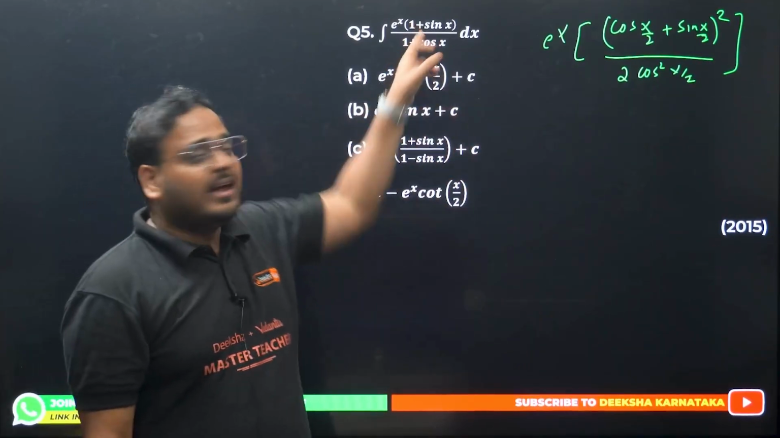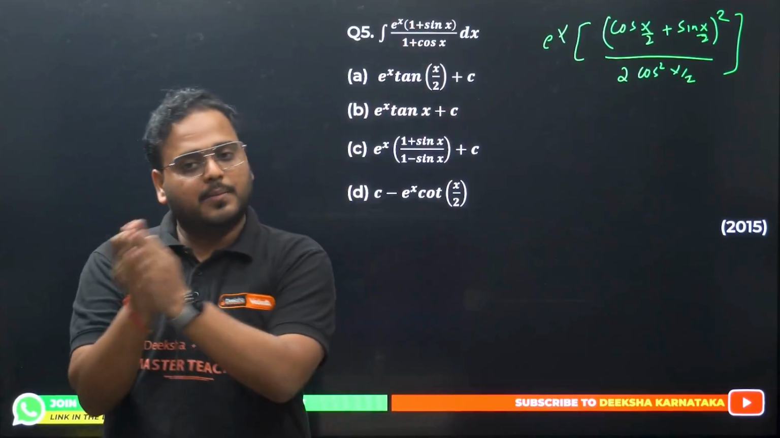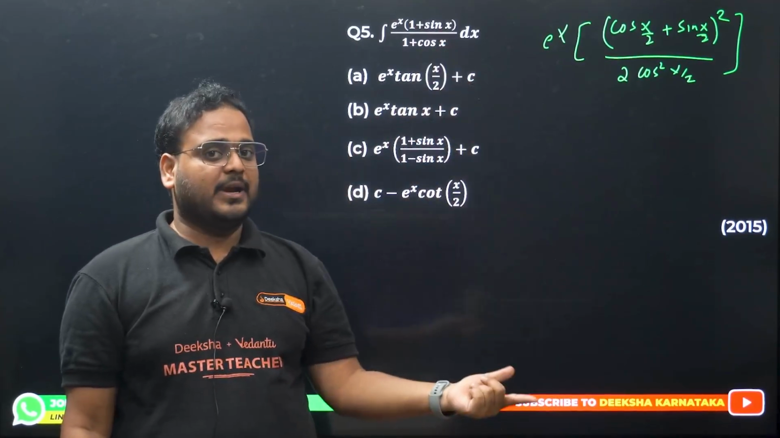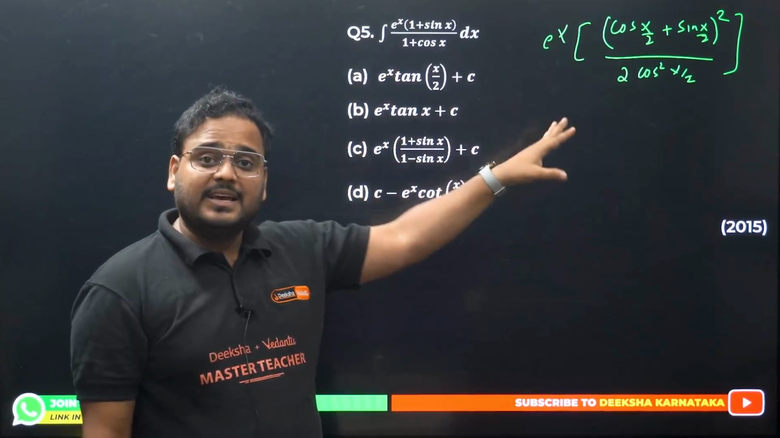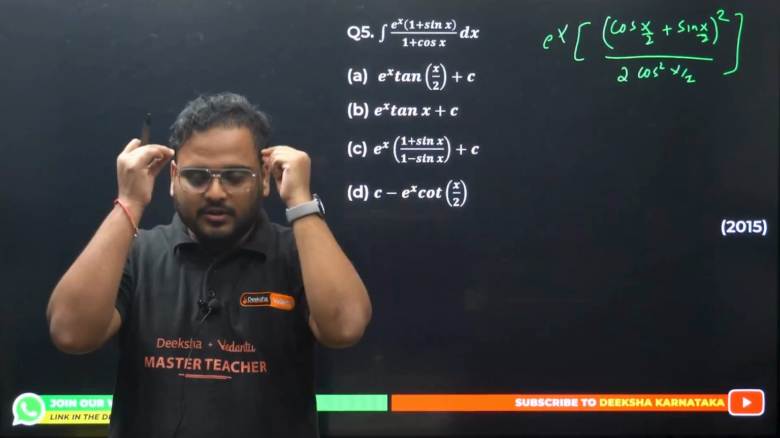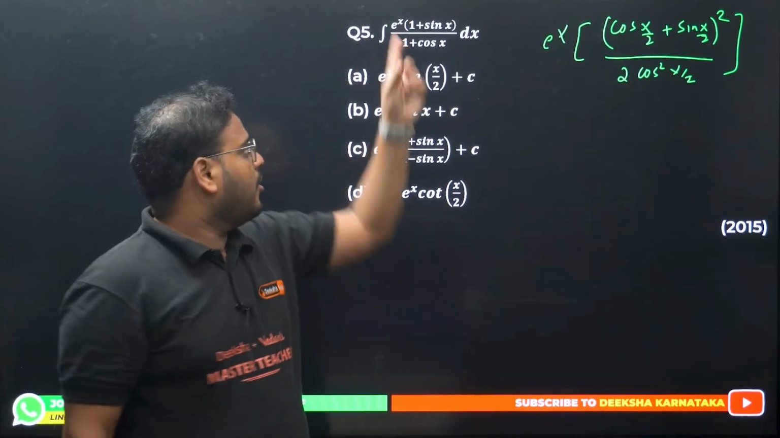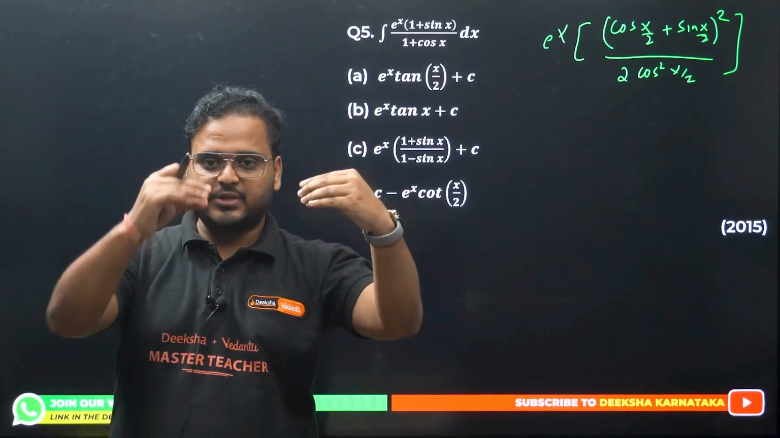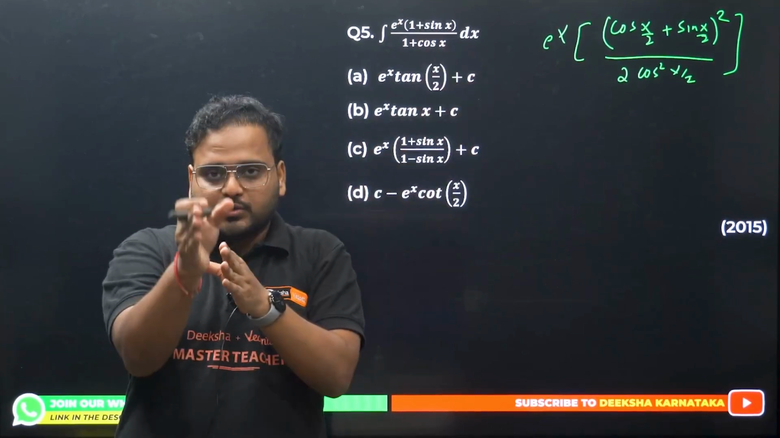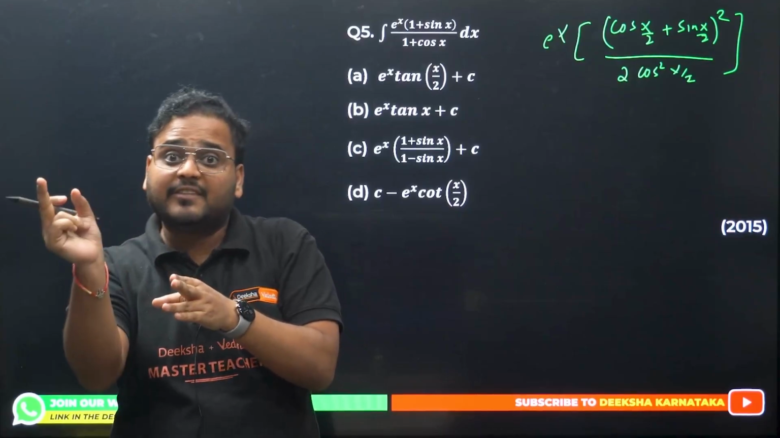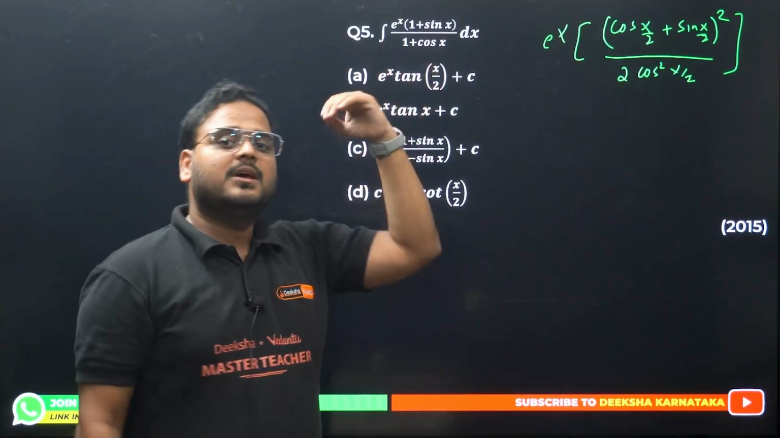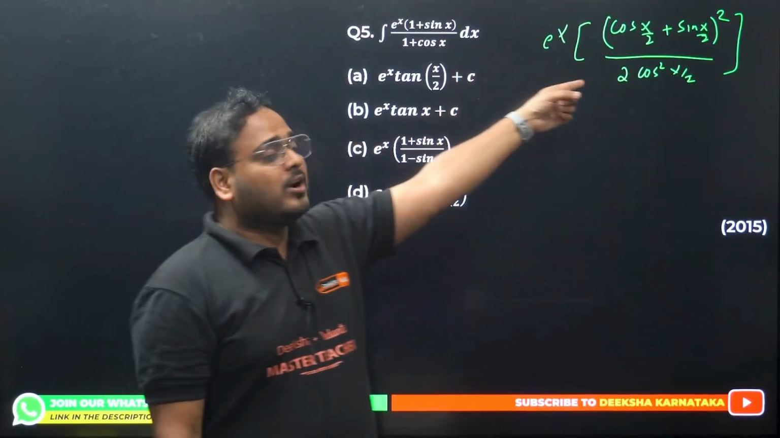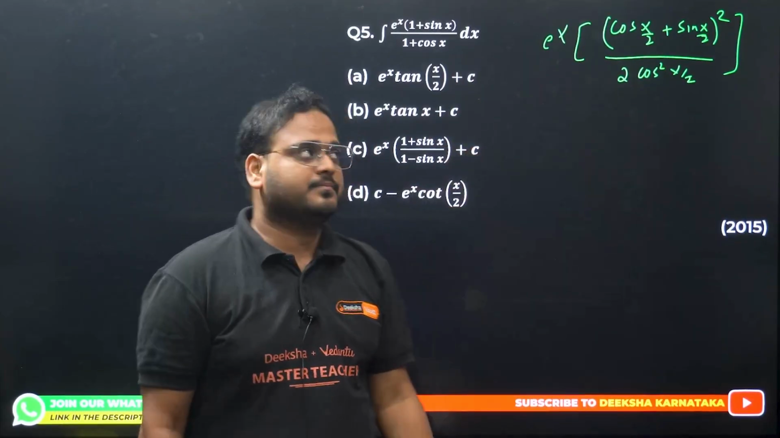I can write 1 as cos square x/2 plus sin square x/2, and sin x as 2 sin x/2 cos x/2. Stop right now and think. Close your eyes with me. 1 as cos square x/2 plus sin square x/2: I have a square and b square terms. Sin x is 2 sin x/2 cos x/2, the half angle formula of sin x. It becomes a square plus b square plus 2ab. In your mind, please think. So it is (cos x/2 plus sin x/2) the whole square.